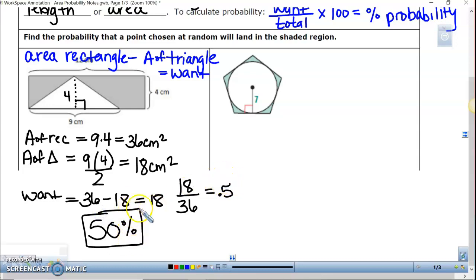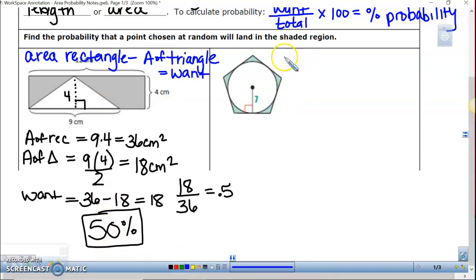Okay, that just happens to be a lucky 50%. So that is a 50% chance. Pretend like you're throwing darts. You have a 50% chance of landing in the shaded region. That's how you can think about a point chosen at random. Or if you close your eyes and put your finger down in a spot, there's a 50% chance that you land in the shaded region.